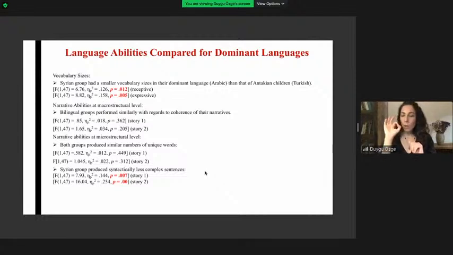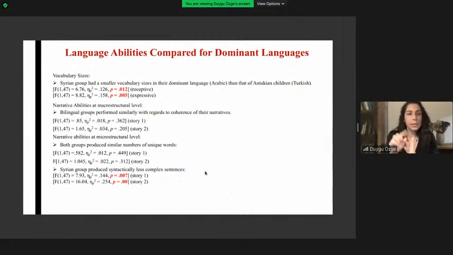Interestingly, when we compare their vocabulary sizes in their dominant language, Syrian children had smaller vocabulary, even in their native language, even in their Arabic, when we compare the Turkish vocabulary abilities of Arabic children. So we see that their language abilities, their vocabulary abilities, are decreasing here in Turkey.